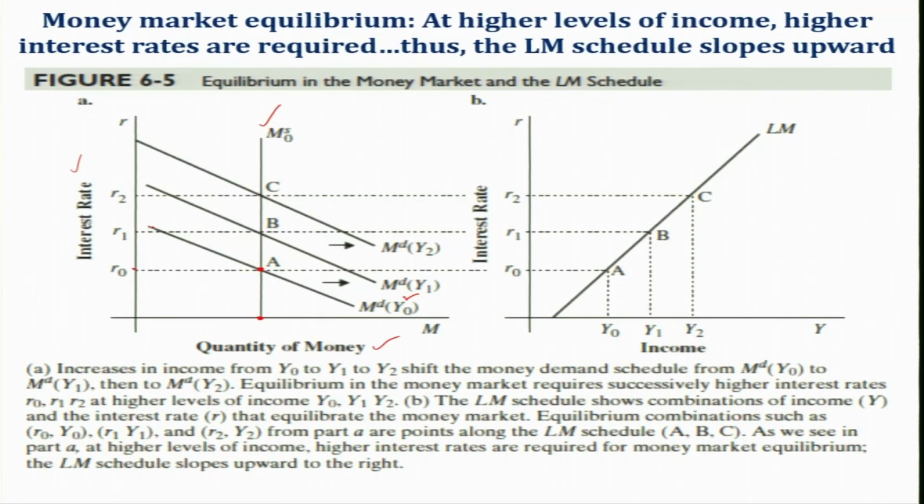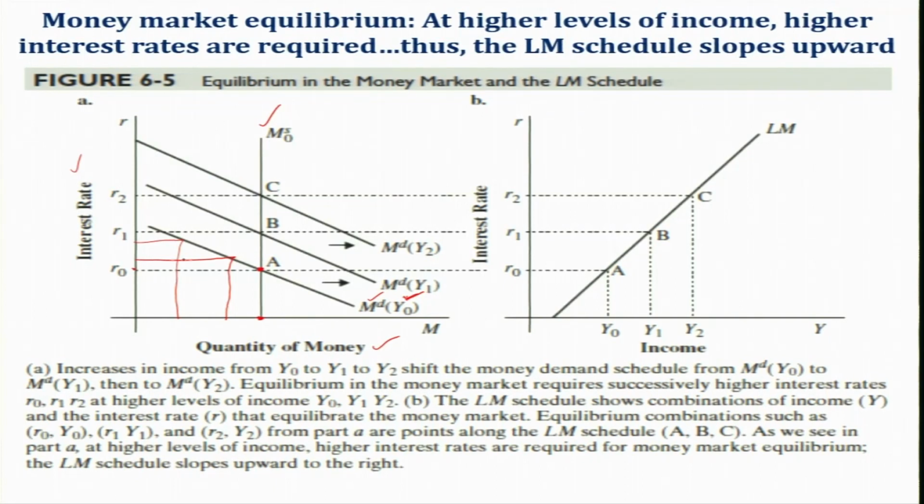So, you can see that at a given income level y naught, MD is the money demand curve, a downward sloping demand curve. The higher the rate of interest, the lower the money demand. When the rate of interest declines, the money demand will increase.